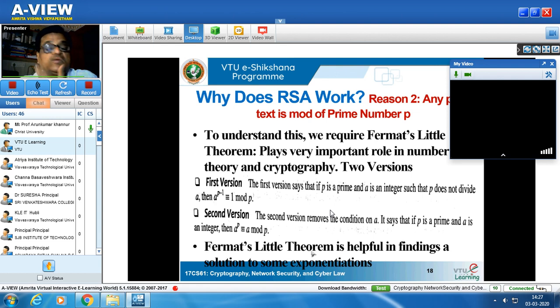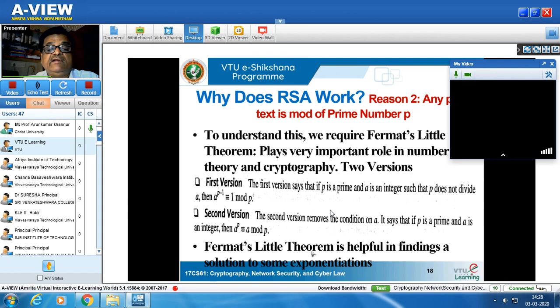Before we try to make the meaning out of reason 2, first we shall see what Fermat's little theorem is. Once we understand that, then only we will be in a position to understand reason 2 in a better way. So what is this Fermat's little theorem all about?